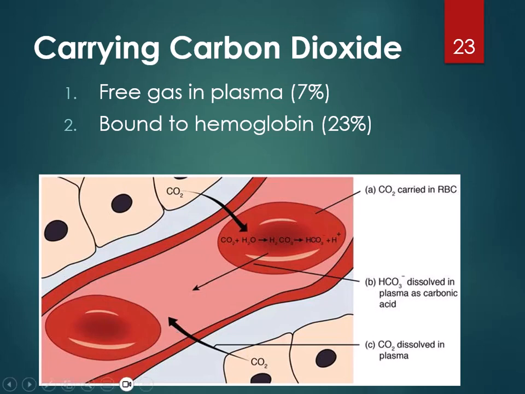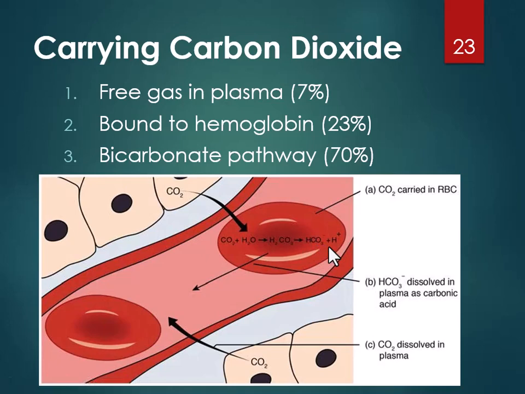But 70% of carbon dioxide reacts with water inside a red blood cell and is converted to carbonic acid, which dissociates into bicarbonate and a hydrogen ion. What you need to remember is that essentially it's carried via the bicarbonate pathway. 70% of carbon dioxide is carried this way.